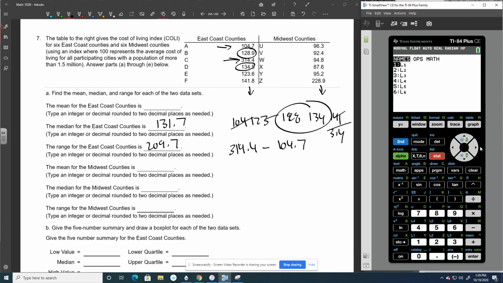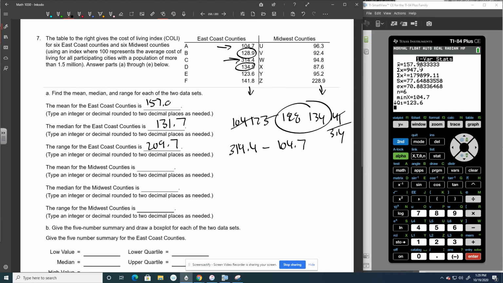Then you go back to stats, and you go over to calculate. And if you do 1-var stats and put in list 1, it's going to give those values to you, okay? This first one on top, in fact, that's your average. You could have found your average that way. So what is that? 157.98, because it wants 2 decimals. So that would be your average.